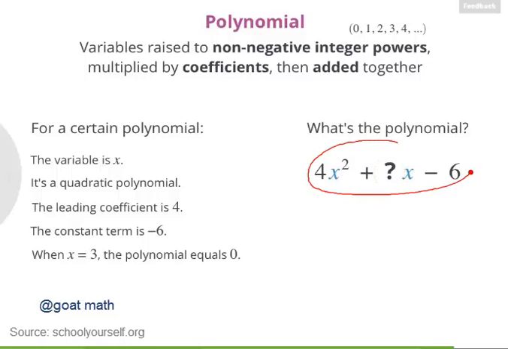In order for this polynomial to equal 0 when x equals 3, this coefficient must be -10. And so the only polynomial that satisfies all these conditions is 4x squared minus 10x minus 6. Nicely done.